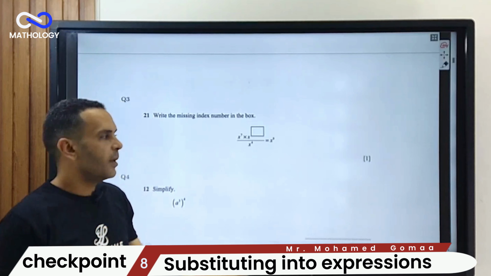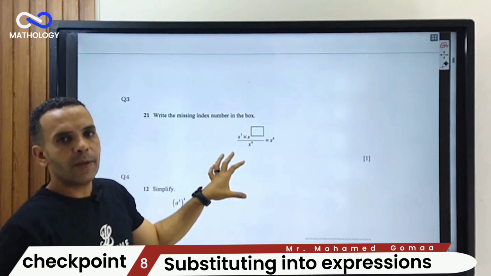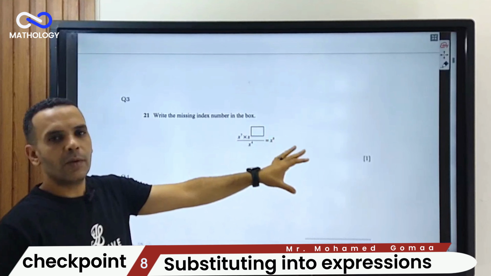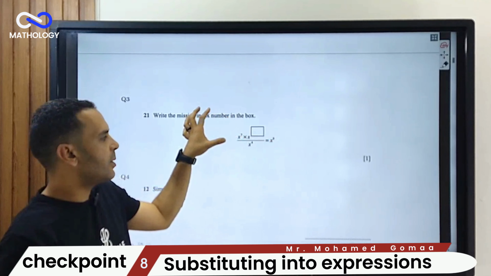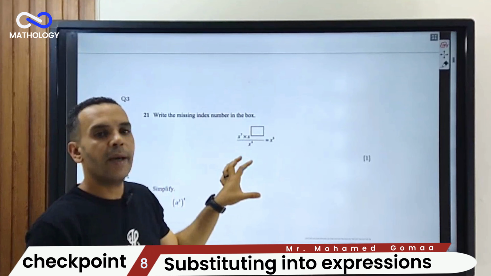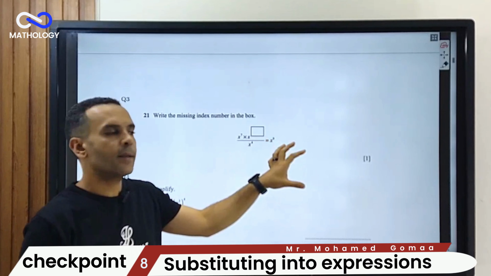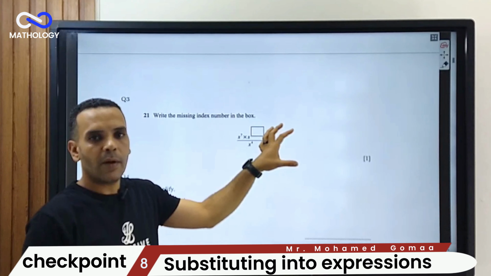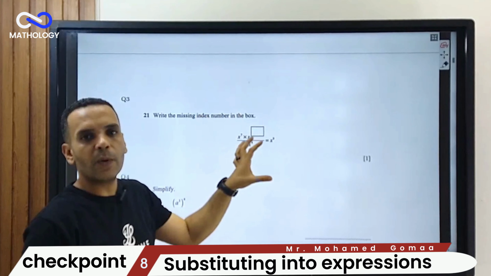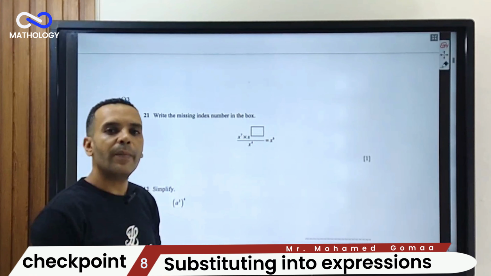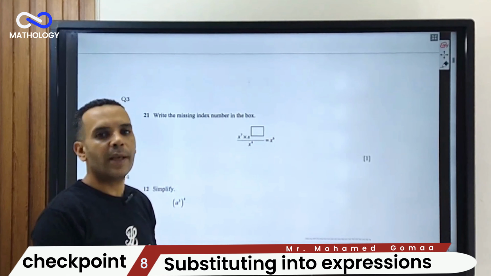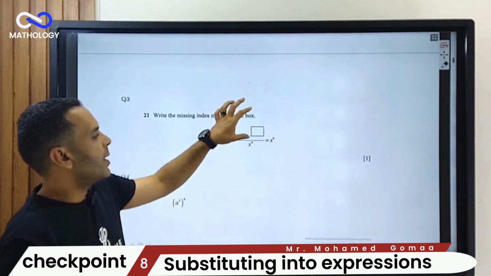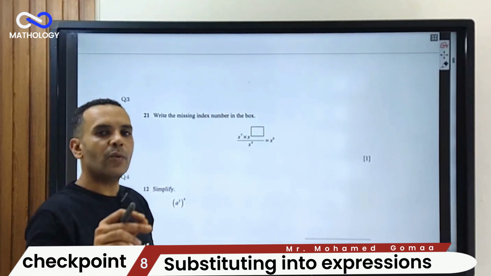X to the power what divided by x to the power 4 equals x to the power 8. Think like this. Numerator divided by denominator equals quotient or result. What number minus 4 equals 8? This number will be 12. 12 minus 4 equals 8. That means the result of the numerator will be x to the power 12.